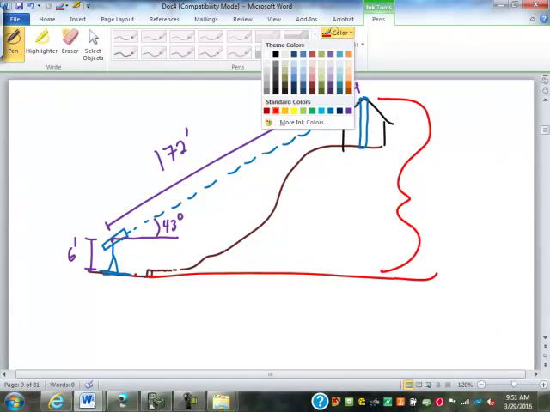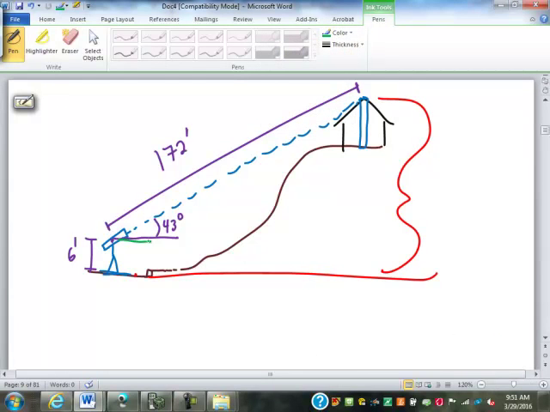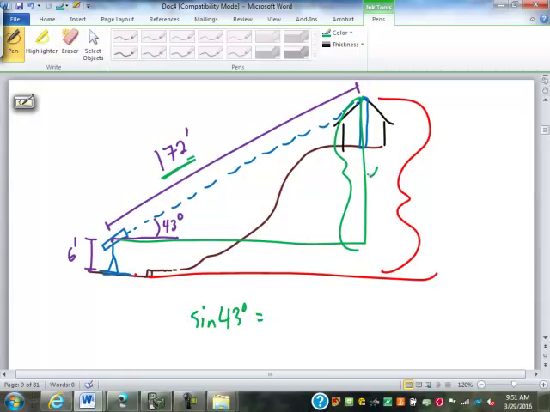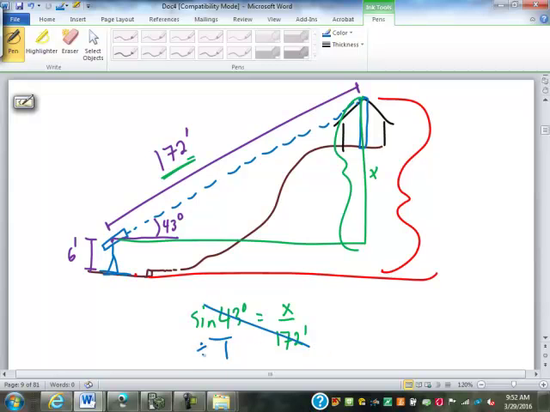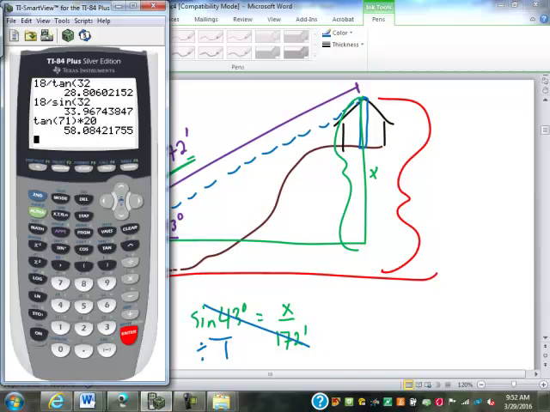Okay, so first thing we're going to actually look at this triangle and find that distance. We have the hypotenuse, and we're looking for the opposite side. That's going to be the sine. So the sine of 43 degrees equals, we'll call that height x for now, over a hypotenuse of 172. So if we put this over 1, we can cross multiply and divide. It's the sine of 43 times 172 feet divided by 1, which of course doesn't do anything. So we get 117.3 feet.